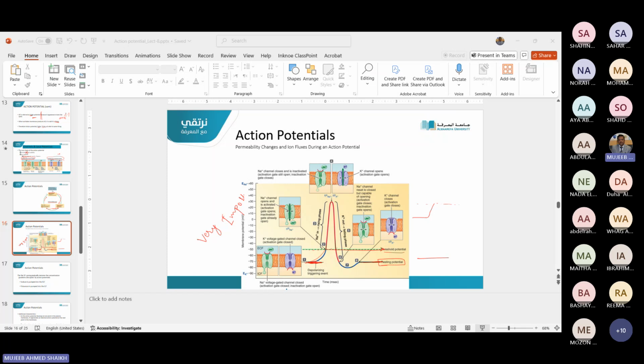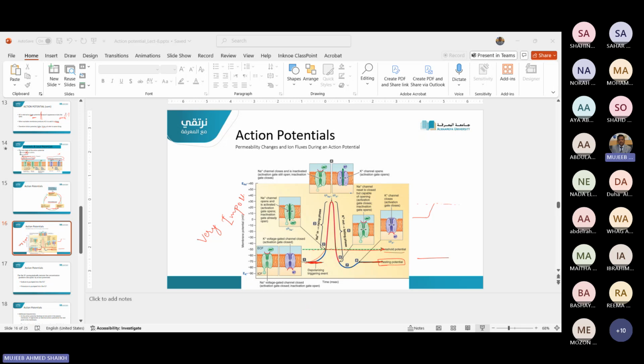This is called the absolute refractory period. From here till this point, if you stimulate at any time, you will not get a second response. You will not get a second action potential. This is called the absolute refractory period.